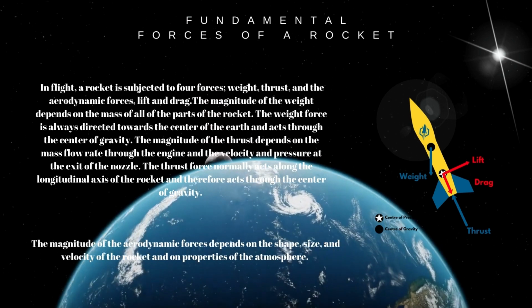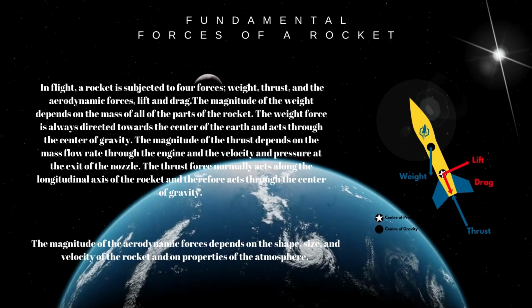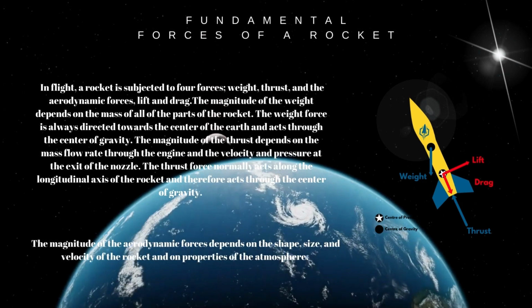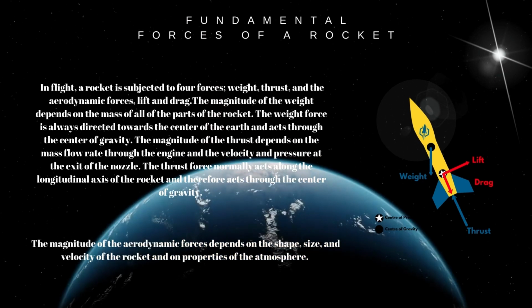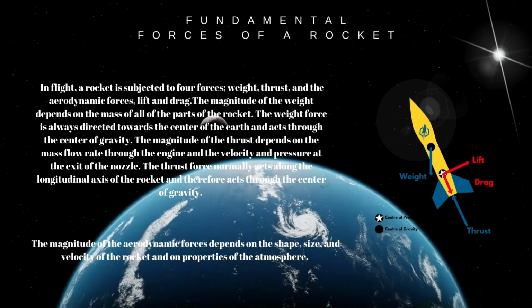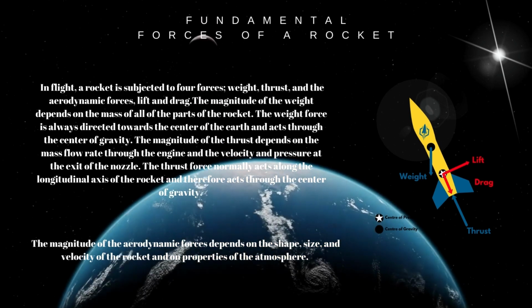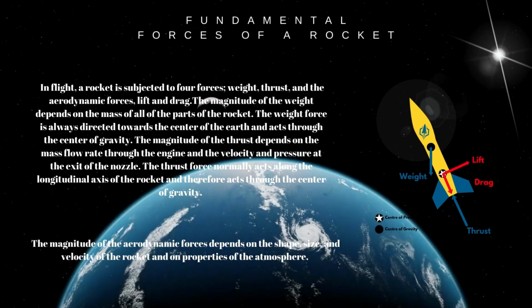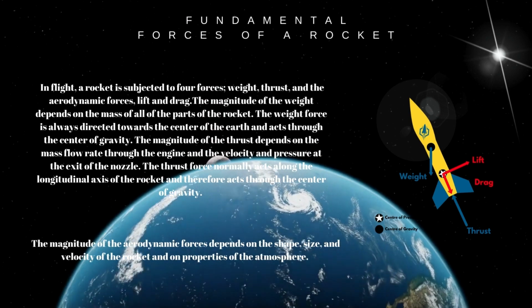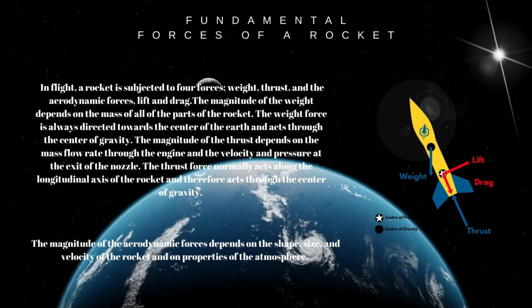The thrust force normally acts along the longitudinal axis of the rocket and therefore acts through the center of gravity. You can see these forces in the picture on the right side. The magnitude of the aerodynamic forces depends on the shape, size, and velocity of the rocket and on properties of the atmosphere. This is variable.